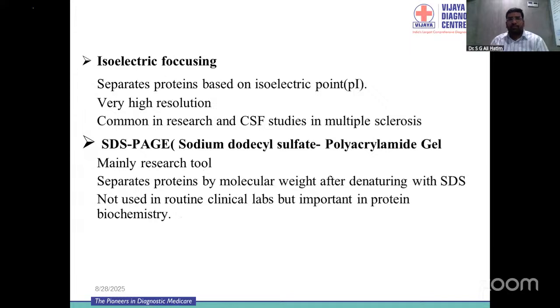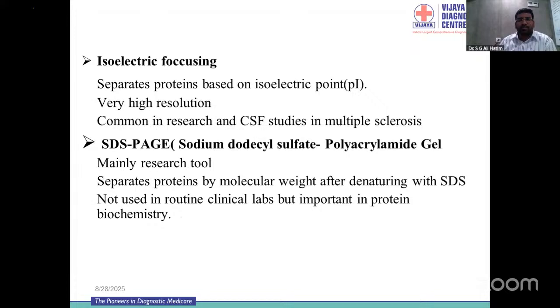The other type of electrophoresis is isoelectric focusing. So here the separation of proteins is based on isoelectric point. It is very high resolution. So mostly in clinical setups it is not used, but it is common for research purposes. In CSF studies in multiple sclerosis, it is useful.